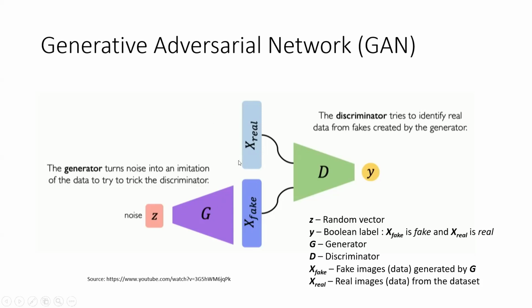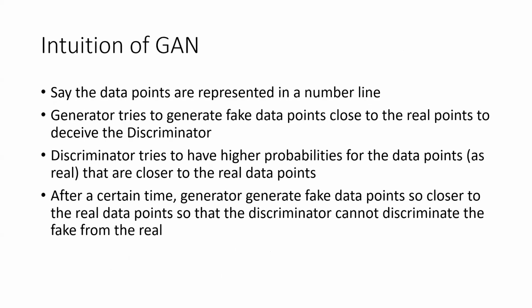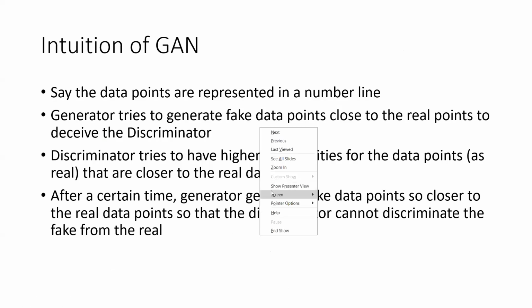Your data set is given as this x real. So what happens later is that one of them would dominate, right? The intuition of this GAN can be explained like this. Let me draw it in this way.